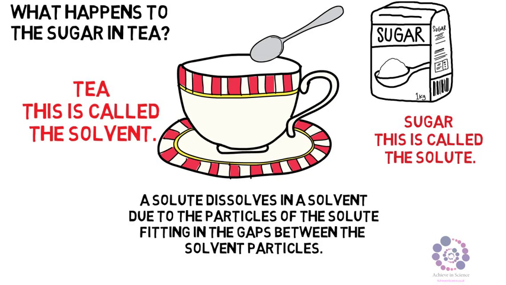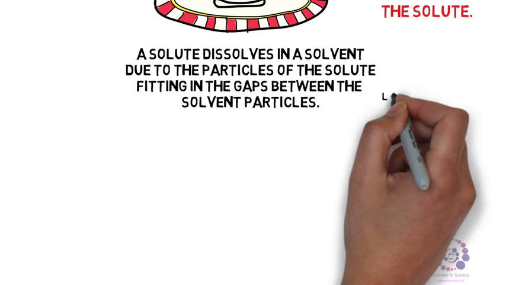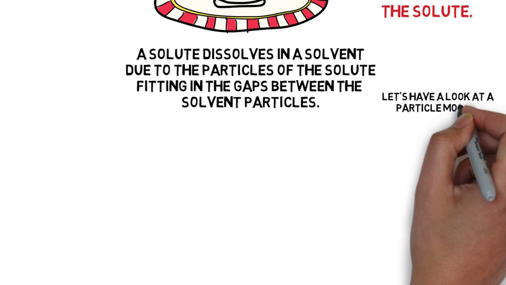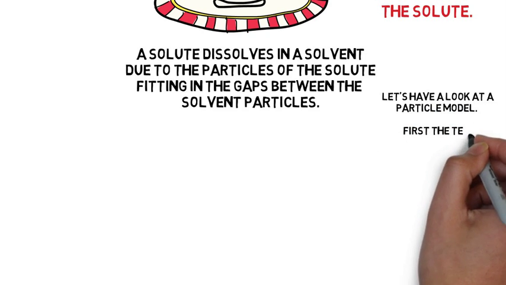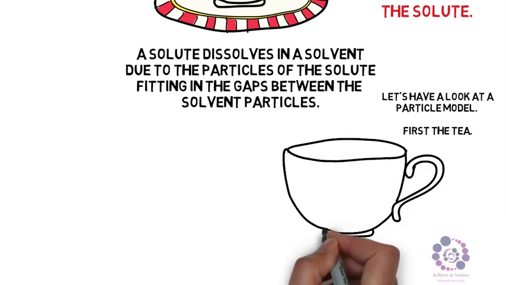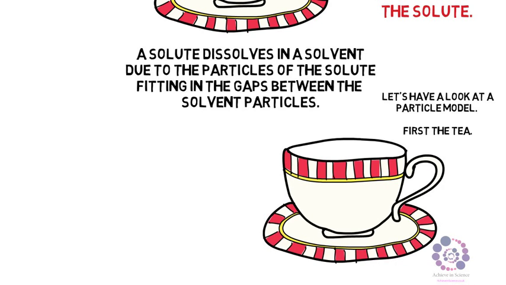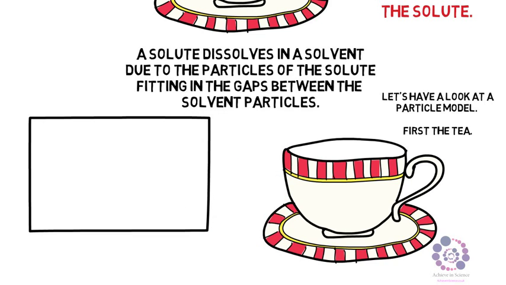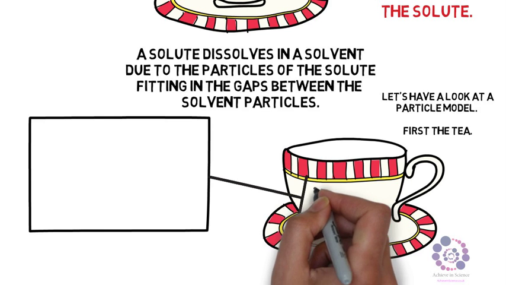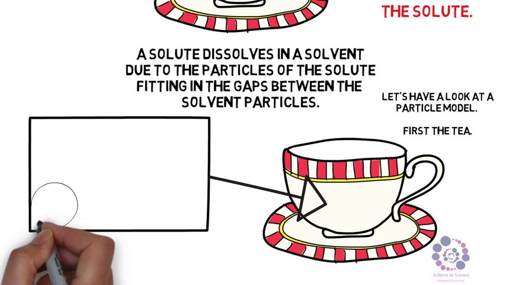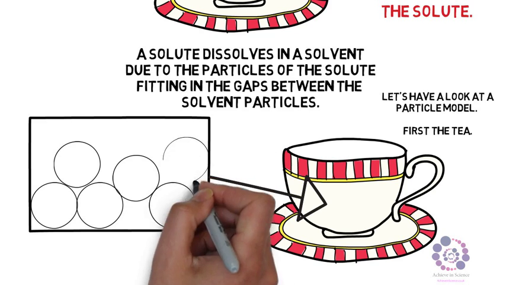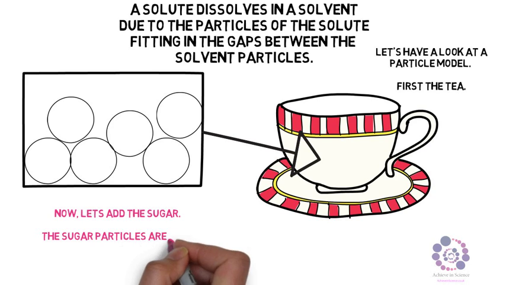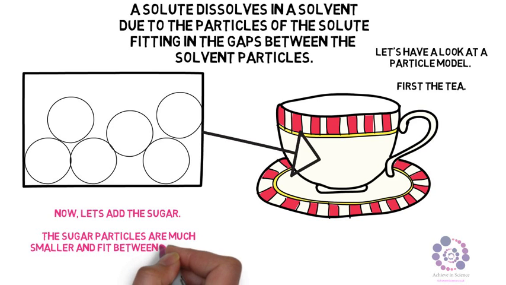To do this then, we need to use symbols and have a key to show what is happening. So first of all, let's deal with the tea. If we look inside the teacup, we will find that there is tea inside the tea. Therefore, there are tea particles. Now, if we add the sugar, we can see that the sugar particles are much smaller, and these sugar particles are able to fit between the gaps. This allows the sugar to dissolve within the tea.